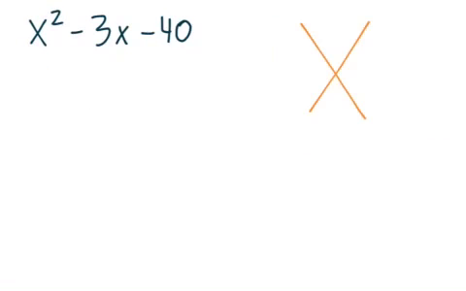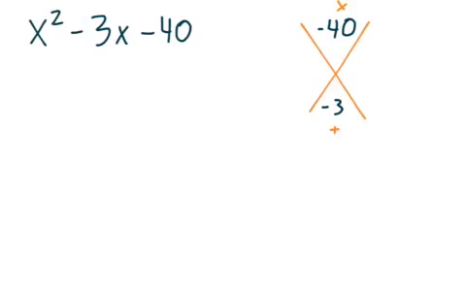Example 2 is x squared minus 3x minus 40. So c in this case is negative 40. So I wrote negative 40 at the top. And b is negative 3. So I write negative 3 at the bottom. So we're looking for two numbers that multiply to negative 40 and add to negative 3. I want you to try to find those two numbers on your own.